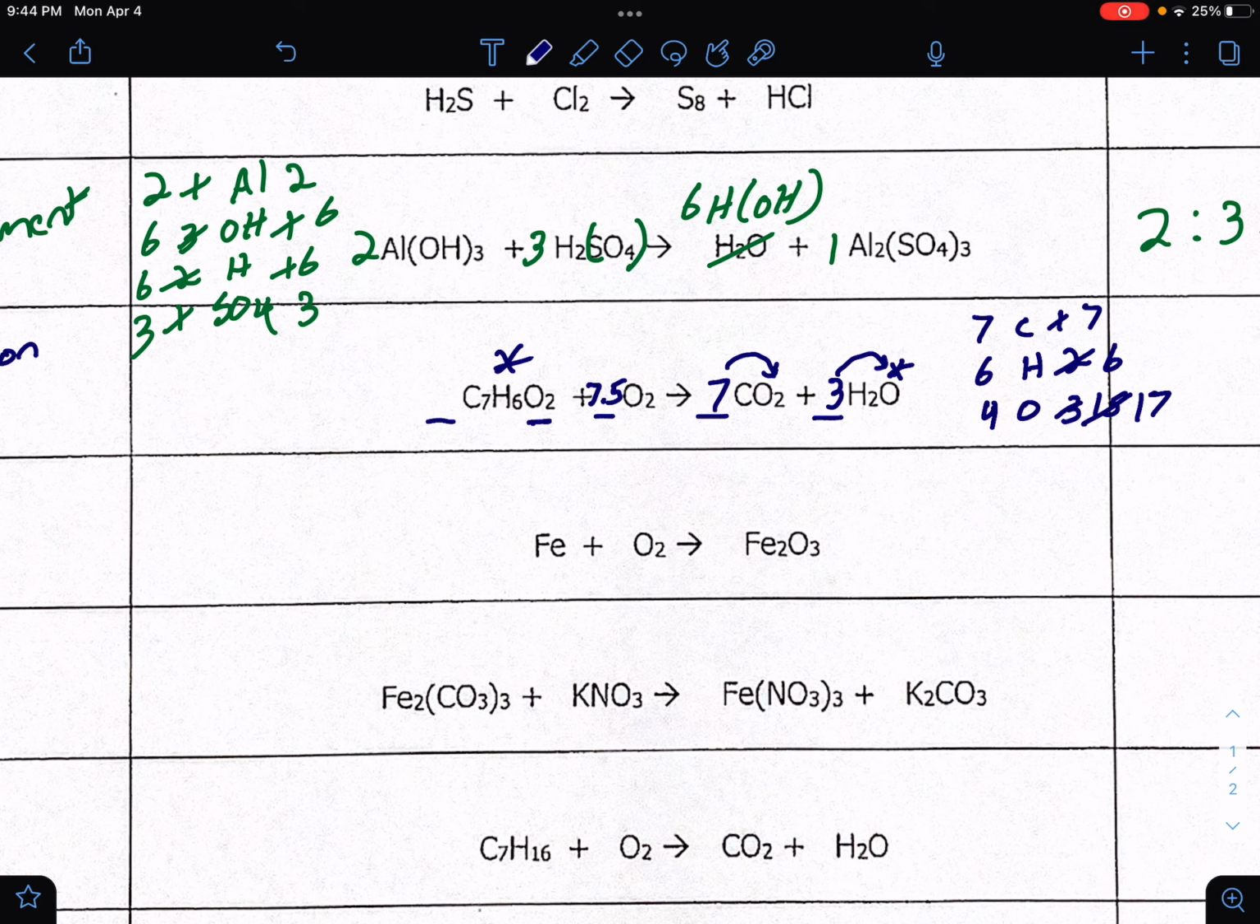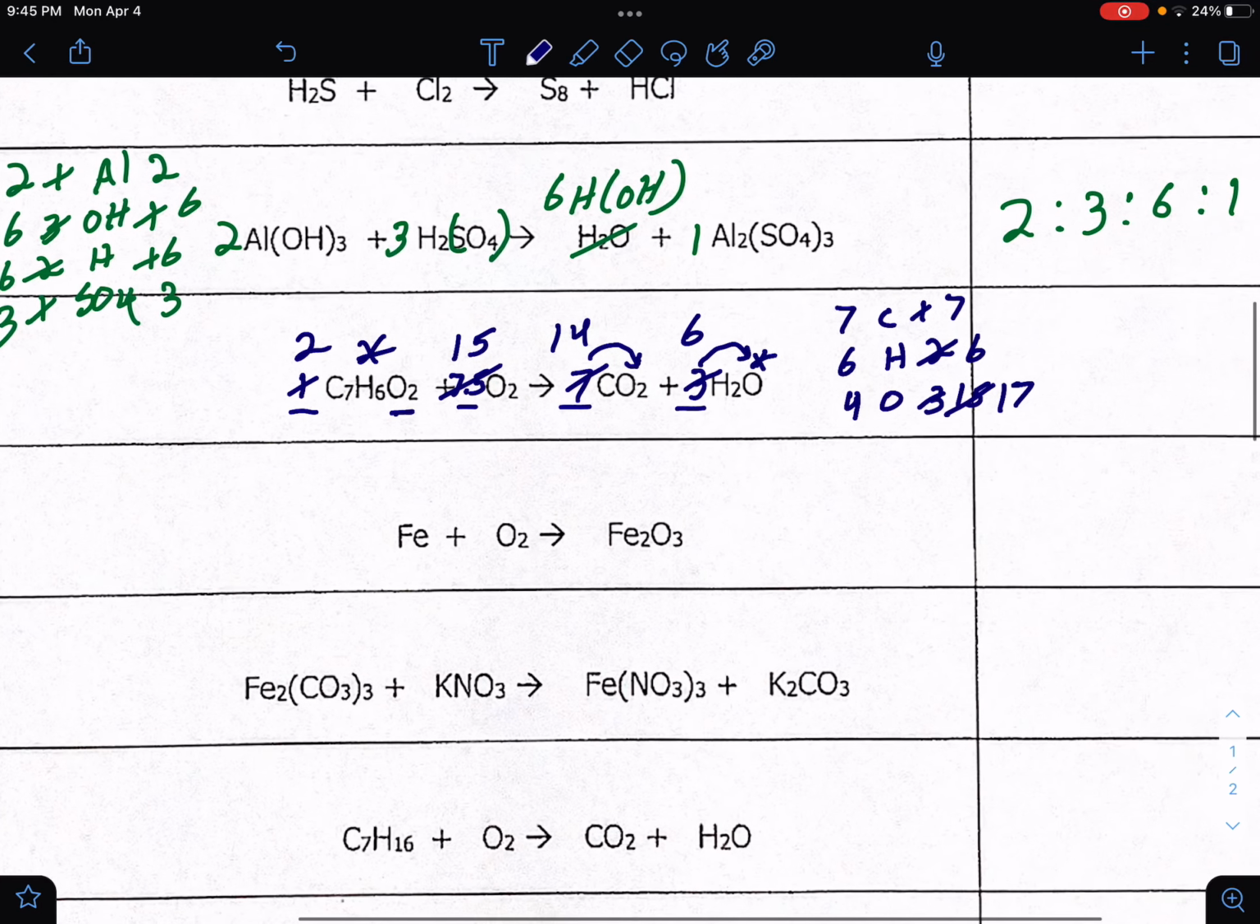So whenever you get a decimal like a 0.5, it's basically called the double it all trick. So what I'm going to do is double this 7.5 to fix that decimal. So this 7.5 becomes a 15. But it's unfair to do that to 1 and not do it to them all. So if we double 1, we have to double them all. So this imaginary 1 that was in front of this C7H6O2 now becomes a 2. This 7 becomes a 14. And this 3 now becomes a 6.